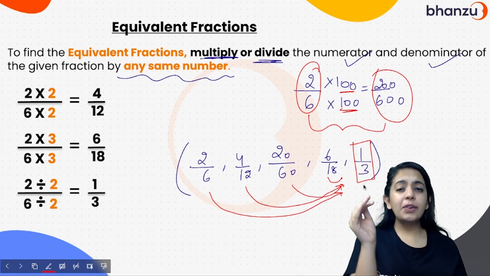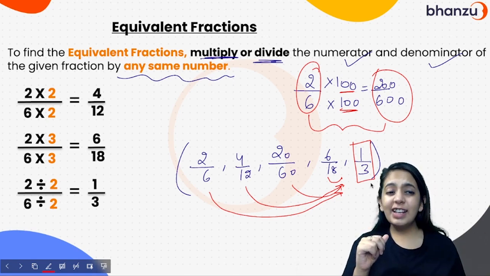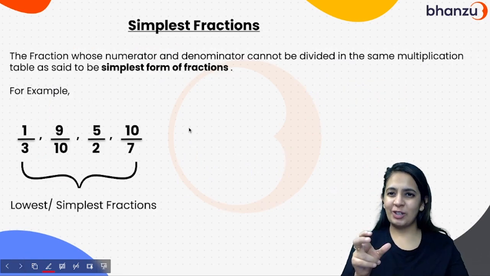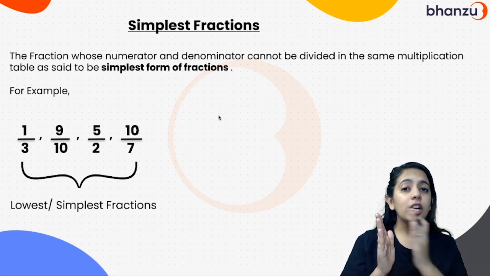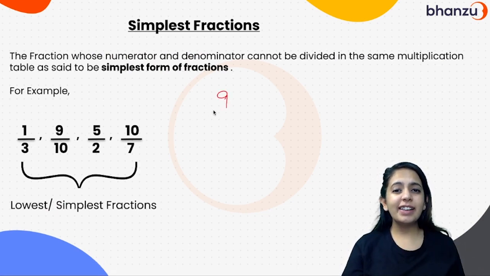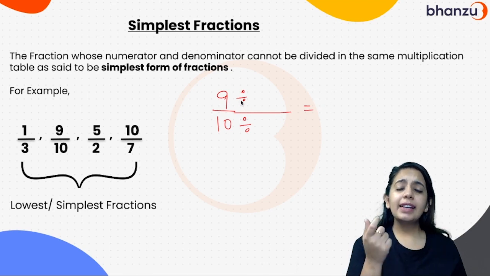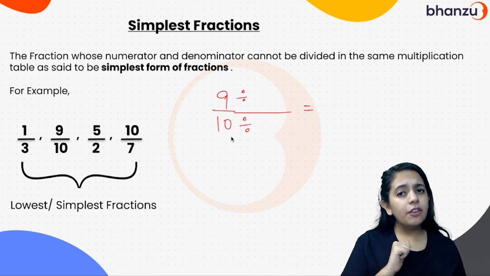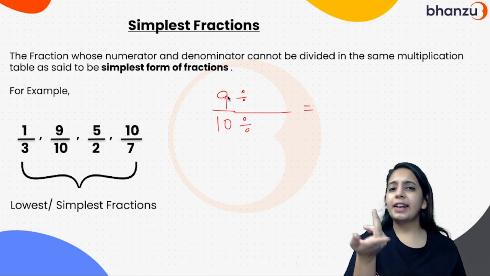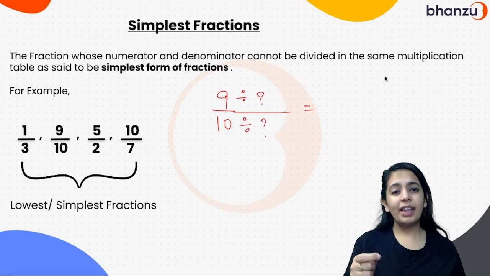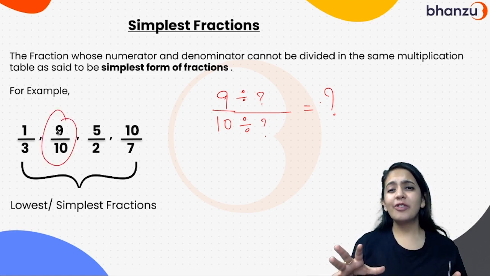But from 1/3, you cannot go more down, right? So therefore, this, my dear, over here is the simplest form of fraction. So such numbers which cannot be divided more further. For example, here in 9/10, by which number you're going to divide in the numerator and the denominator in order to get a fraction? 9 comes in the table of 3, but 10 doesn't come in the table of 3. 10 comes in the table of 2, but 9 doesn't come in the table of 2. So there is no such number which you can divide 9 and 10 by and get an equivalent fraction to that. So therefore, 9/10 is the simplest form of fraction over here.